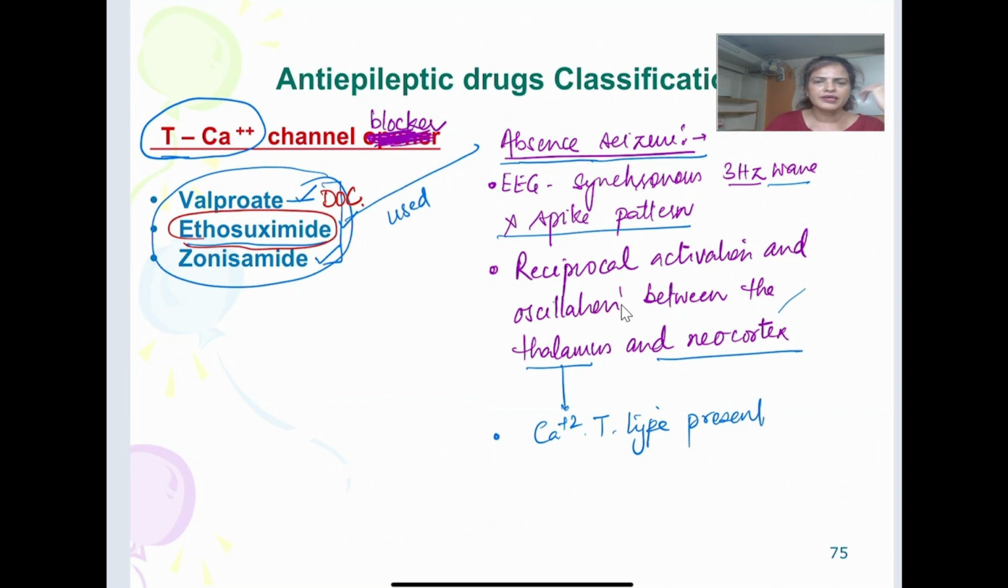Another drug, as an alternative, we can give clonazepam. That is also used for the absence seizure. Here I haven't written clonazepam, but that is also used for the absence seizure.